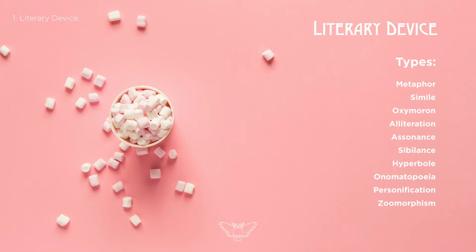Now, I'm just going to give you a quick list of literary devices. So we have metaphors, similes, oxymorons, alliteration, assonance, sibilance, this is hard to say, hyperbole, onomatopoeia, personification, and zoomorphism. So those are your types, the most common types, and we'll be covering all of those through the 12 tutorials.